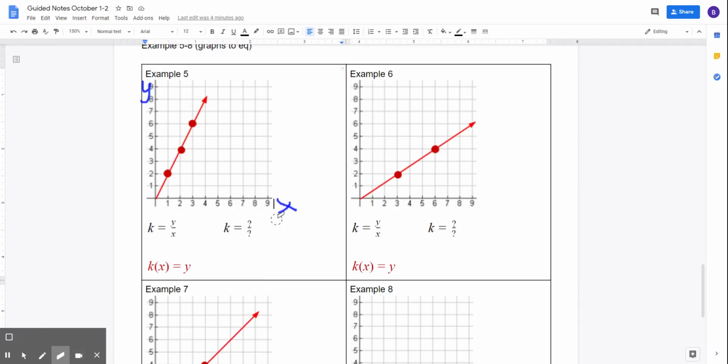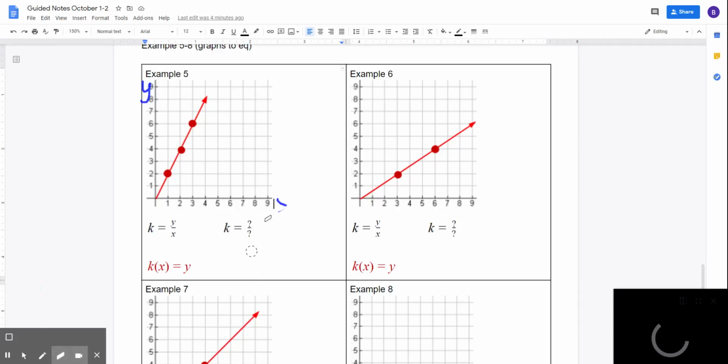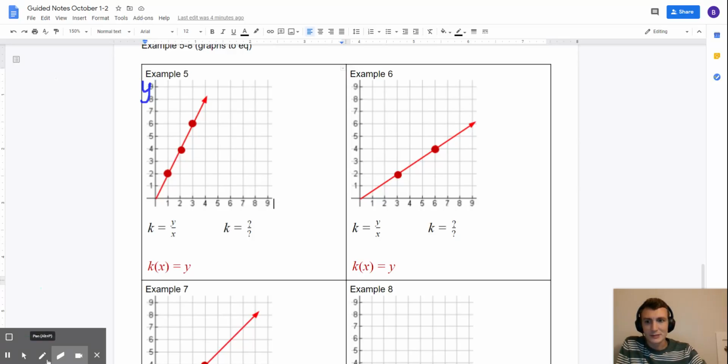So I'm going to, oh, I think I turned my camera off there. Oops. Sorry, guys. I'm going to turn this back into an x. That's a normal x, not a crazy x.